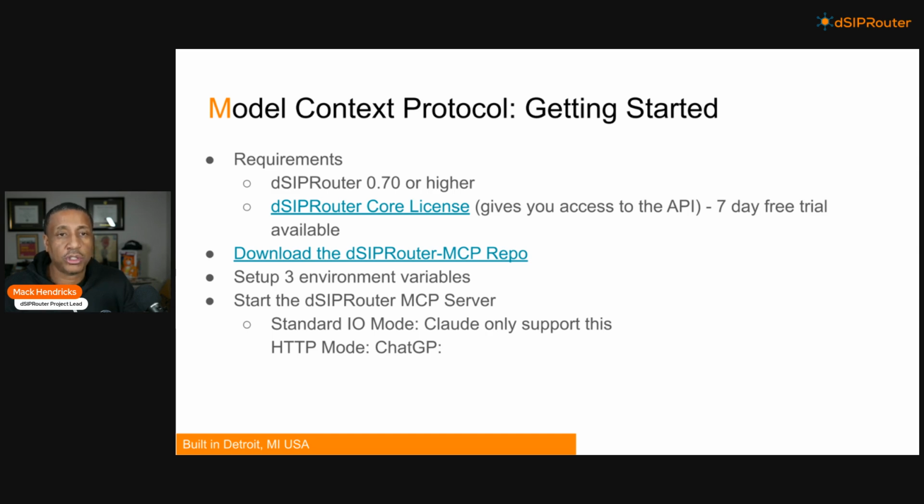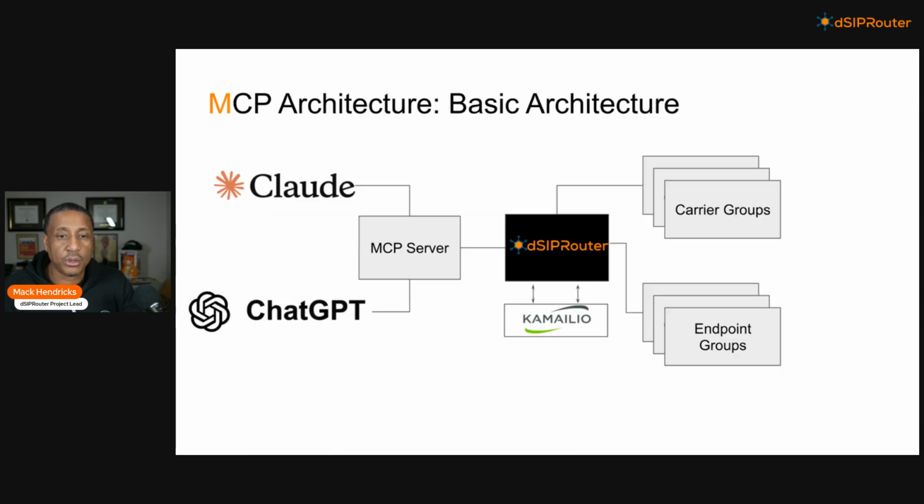There are two modes. There's the standard IO mode, which is used for Claude, and then there's the HTTP mode that's used for ChatGPT. I'll have another video that talks about the details of how this is actually implemented. I just wanted to quickly come on here and introduce you to it and help you understand what the architecture is and what we're trying to do here. So here goes the basic architecture.